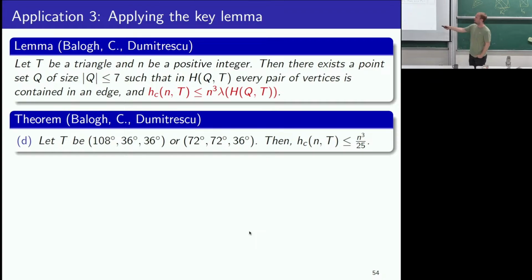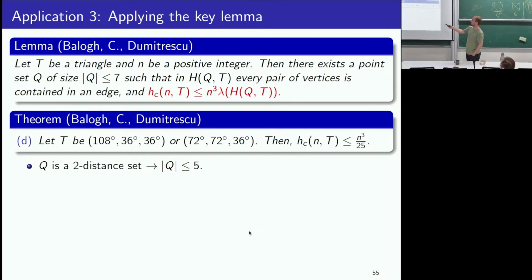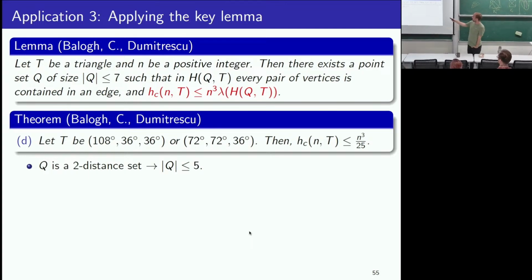Okay, so I chose bullet point D here as an example, and I want to convince you that we can prove it using our key lemma. Bullet point D was either the 108, 36, 36 triangle or the 72, 72, 36. And here the claim was that the max number of almost congruent triangles to the given one is at most n cubed over 25. Okay. So we apply the key lemma, we get our point set Q of size at most 7.